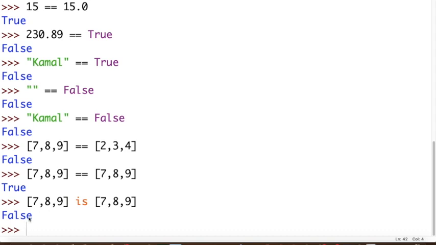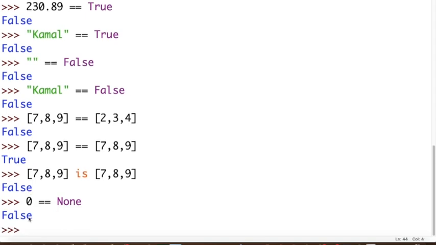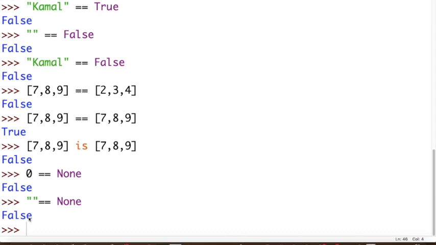Now let us go to the next question, which is 0 equal to None. Whether 0 can be equivalent to None or not, let us see. It is giving you false. So None and zero are not the same. Let us go to the next question. Empty string compared with None. An empty string compared with None is also false. You cannot compare an empty string with None. So None is always None. It is never equal to anything else.